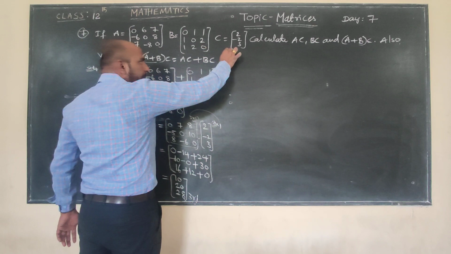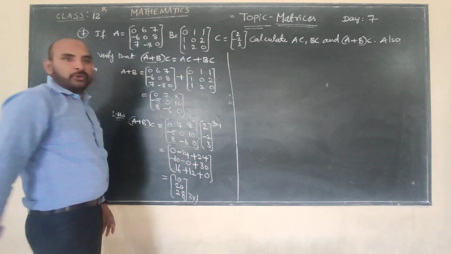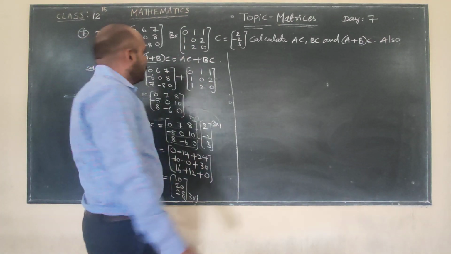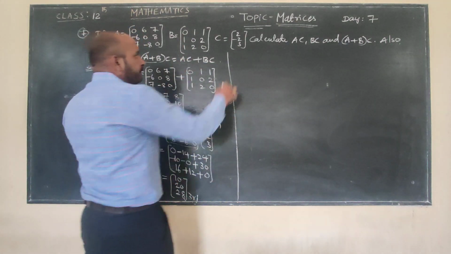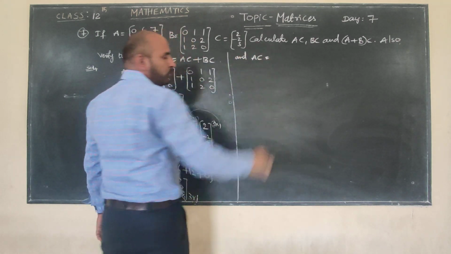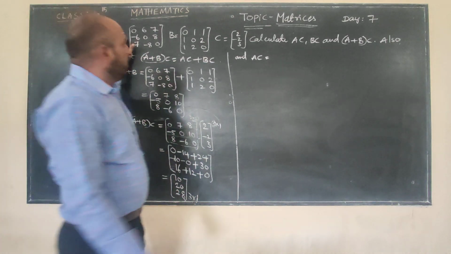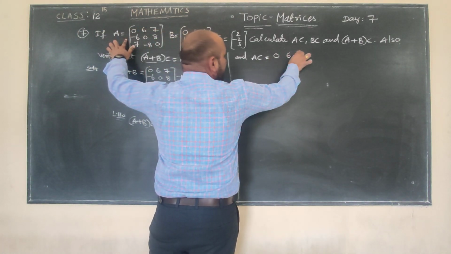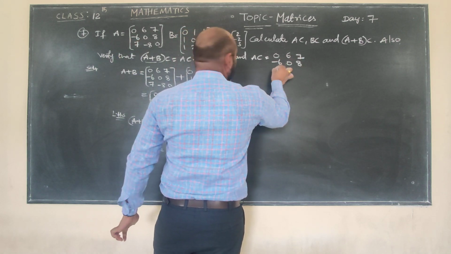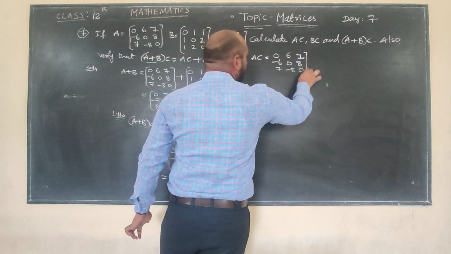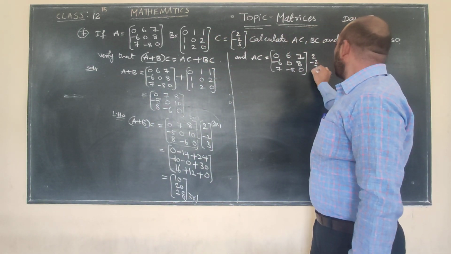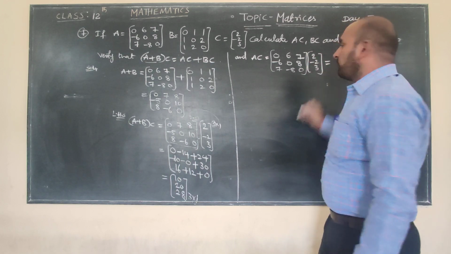Now coming to the right hand side value, the AC value and again the BC value. How to find out? Before that, first find out AC. AC equals the capital A matrix 0, 6, 7, minus 6, 0, 8, 7, minus 8, 0 into the C matrix 2, minus 2, 3.